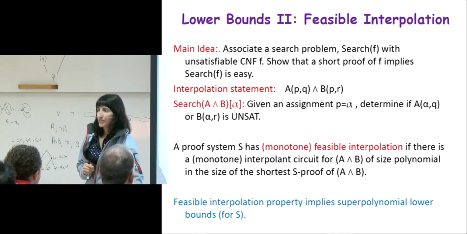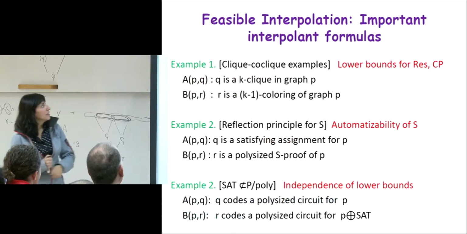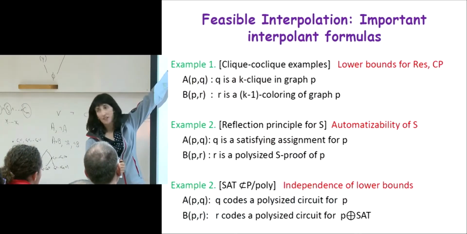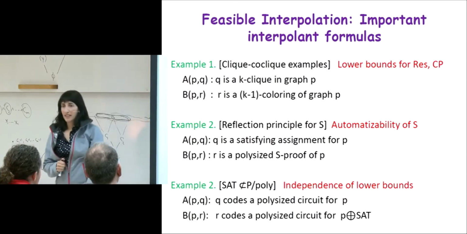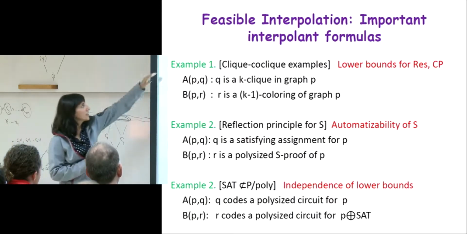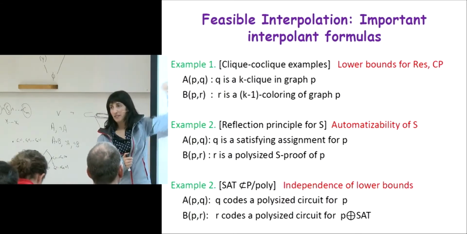Okay, so let me show you some examples of interpolant statements. There's the clique, co-clique example, where the p variables describe a graph, and the q variables describe a k-clique in the graph, so it's like a list of k vertices. And A says that the vertices that q says are in the k-clique really are in the graph p.